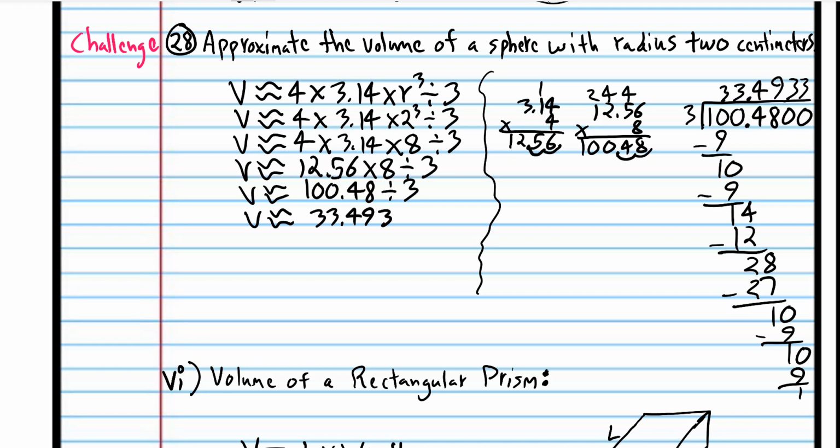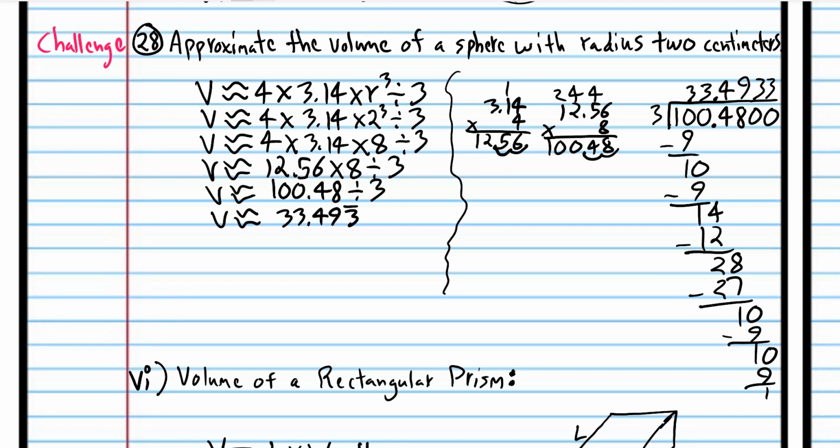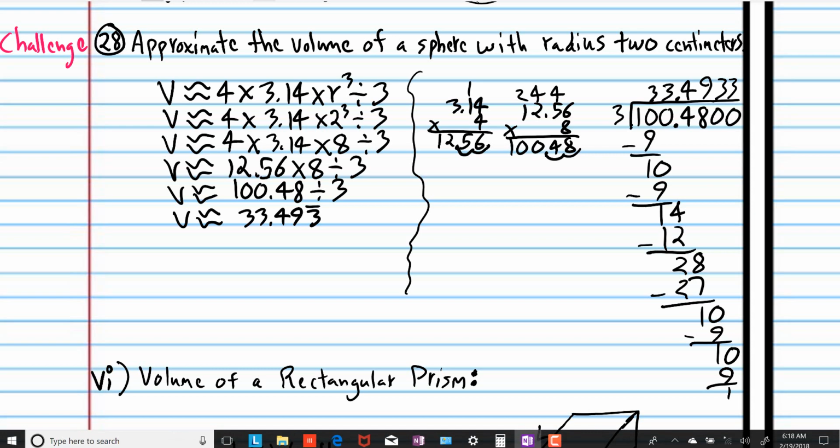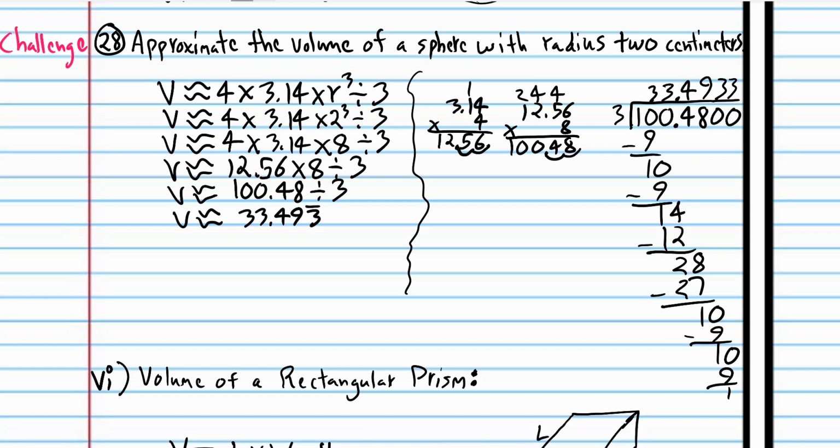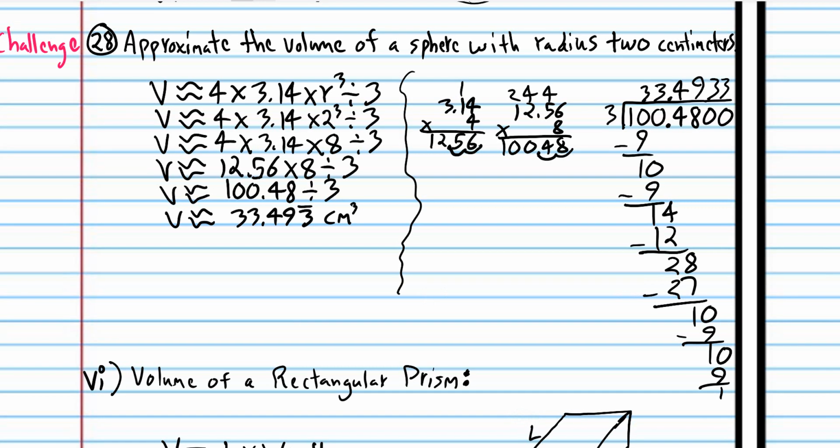33.49, and the 3 goes on forever, so we have to put a bar there. So that was kind of a challenge problem because we had a lot of numbers, but before we go on, before we forget, we have to write the units. So the units are centimeters, and this is volume. So when you have volume, you write a 3 there. That means cubic centimeters.